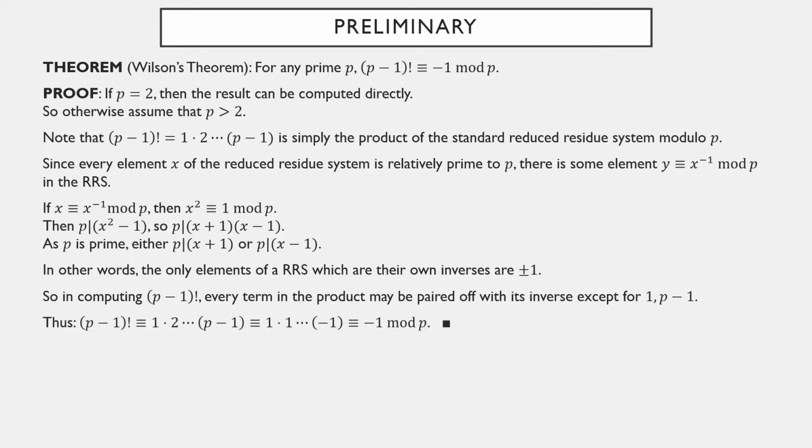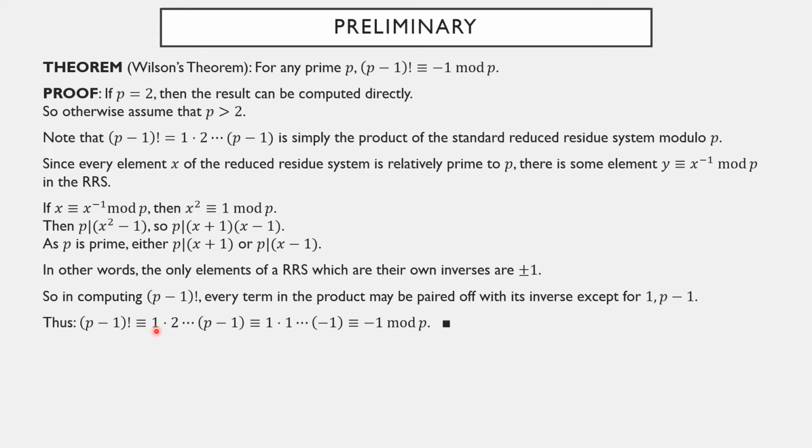So p minus 1 factorial is just the product of 1 through p minus 1. Note that modulo p, this last number is equivalent to negative 1. So in the interior, things have inverses, and I pair them off to produce a bunch of 1s. 1 has an inverse, but it's not different from itself.